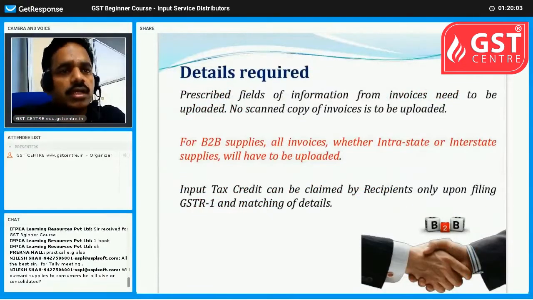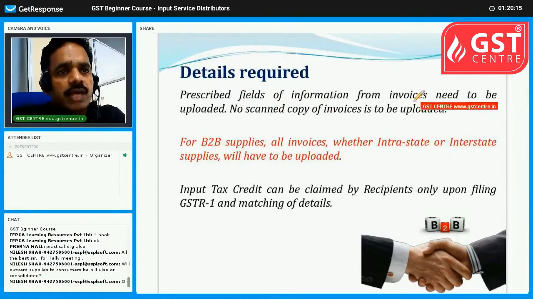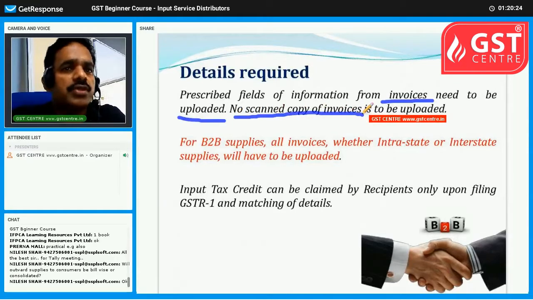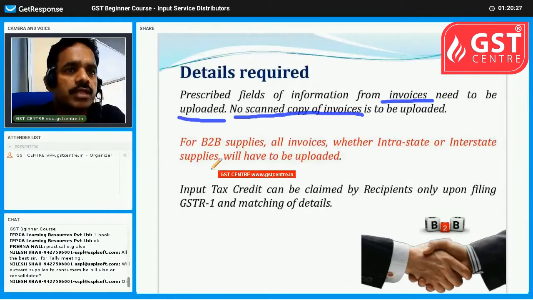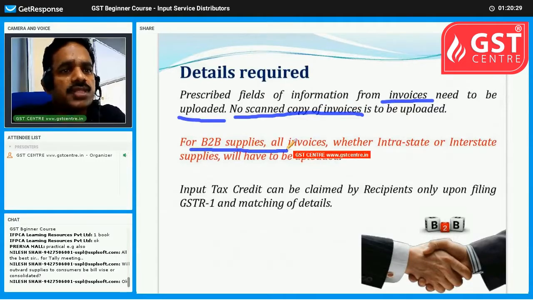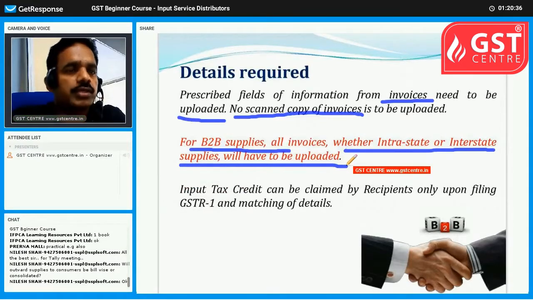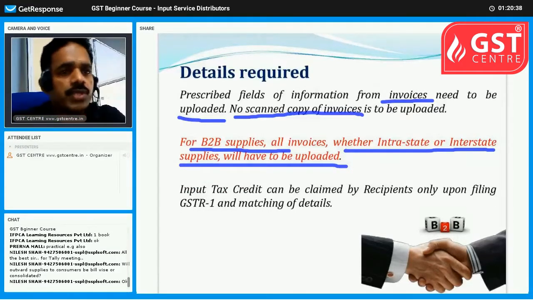And what are the invoice details required? Prescribed fields of information from invoices need to be uploaded. One important thing is that no scanned copy of invoices is to be uploaded. No scanning, nothing. Then for B2B supplies, all invoices, whether intrastate or interstate supplies, will have to be uploaded. What is B2B supplies? Business to business.